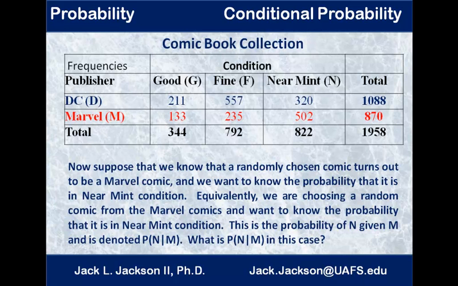If we just say what's the probability that this comic is near mint, and we didn't know any other information, we would say that's 822 over 1958. But if somebody picks the comic and says, this is a Marvel comic, now we know some more information. Now what's the probability that it's a near mint? Or in other words, this is basically the same thing as saying we're choosing a comic only from the Marvels and seeing what's the probability it's near mint.